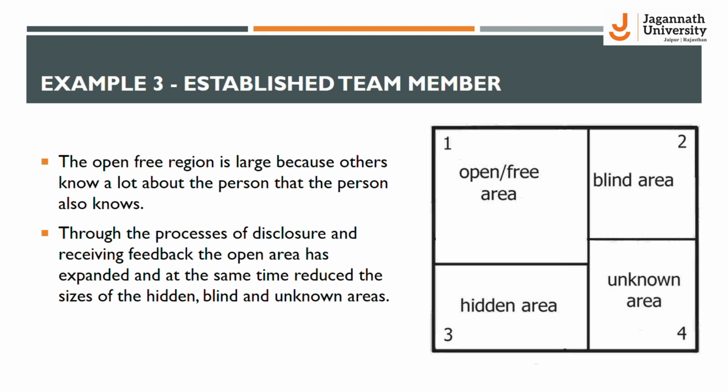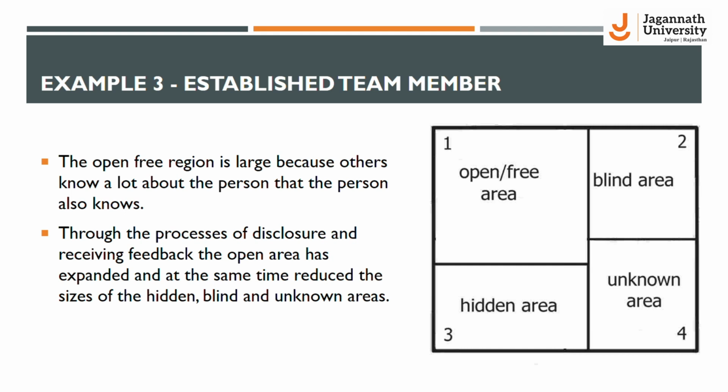Then we will take example 3, an established team member. The open free region is large because others know a lot about the person that the person also knows, because for a long time you have been working together with all of them. Through the process of disclosure and receiving feedback, the open area has expanded and at the same time reduced the sizes of the hidden, blind and unknown areas.